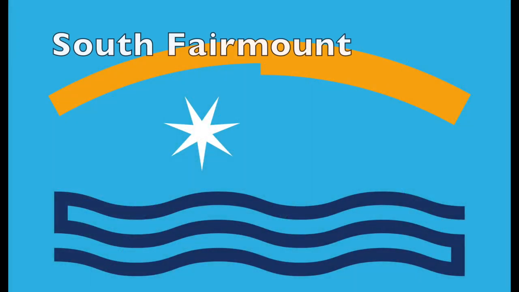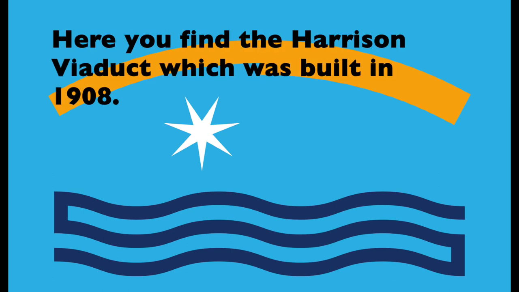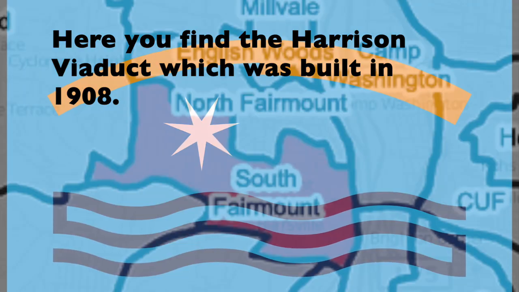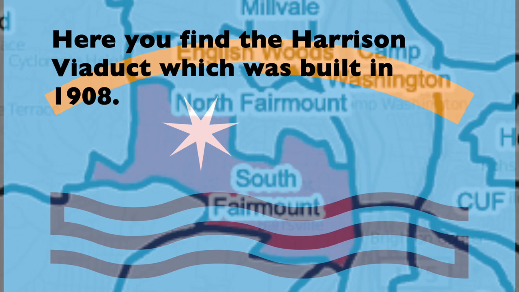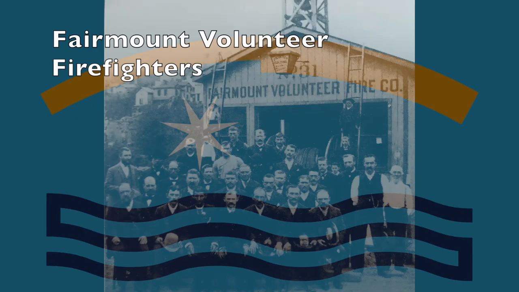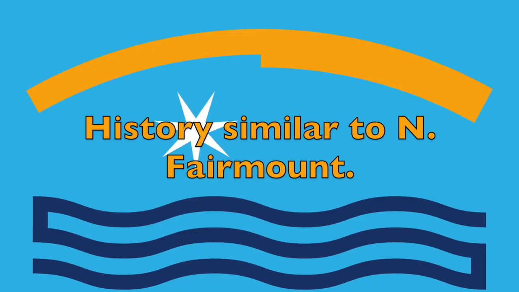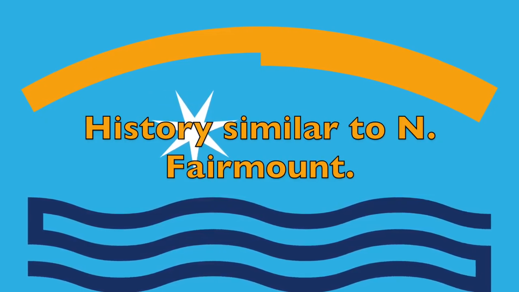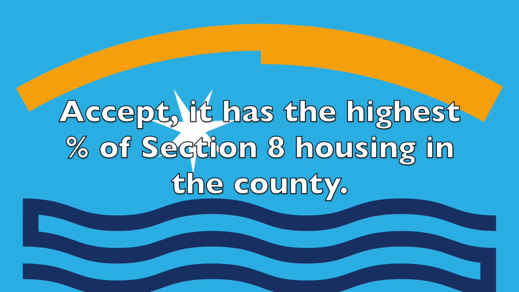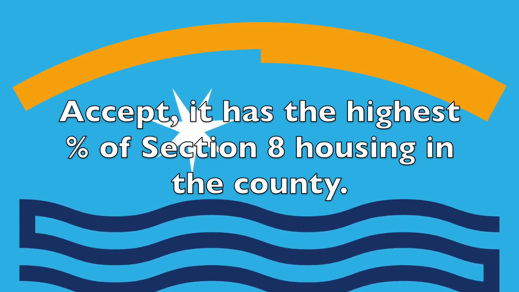South Fairmount, the separation from the north. Here, you can actually find the Harrison Viaduct, which was built in 1908. And some history that might be different, but for the most part, it is the same exact history as North Fairmount. The one thing that really stands out about this community is that it has the highest percentage of Section 8 housing in the county.